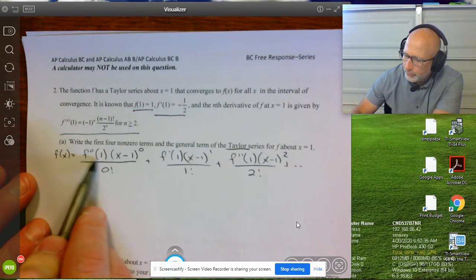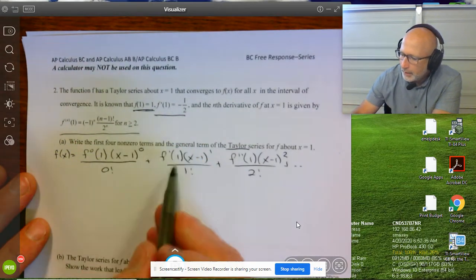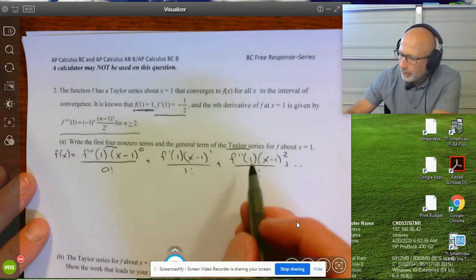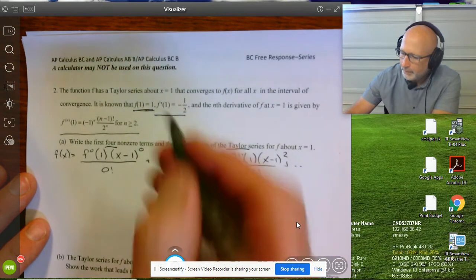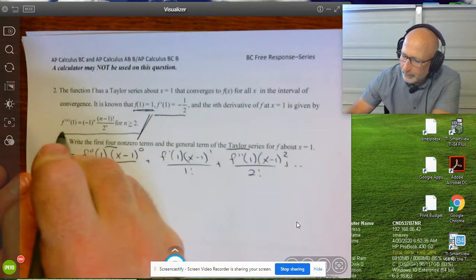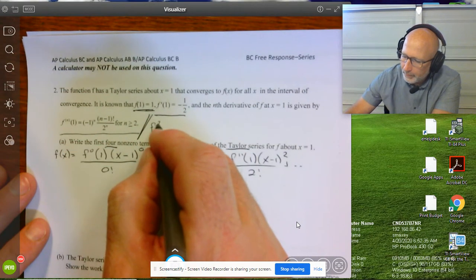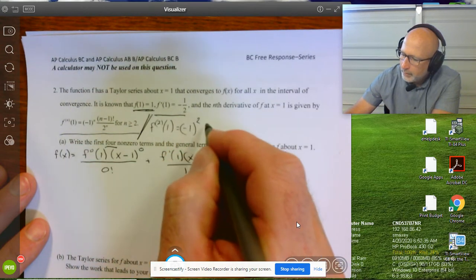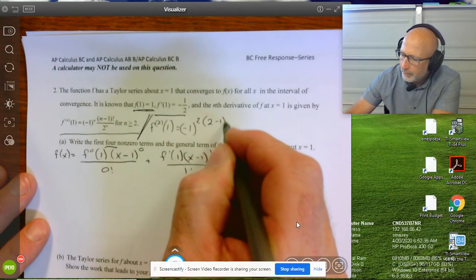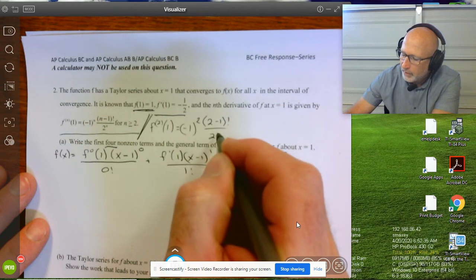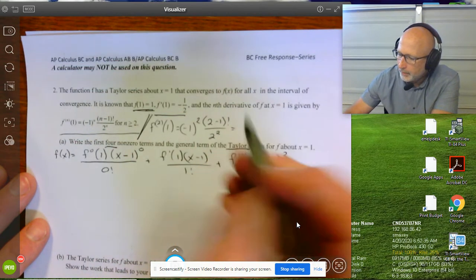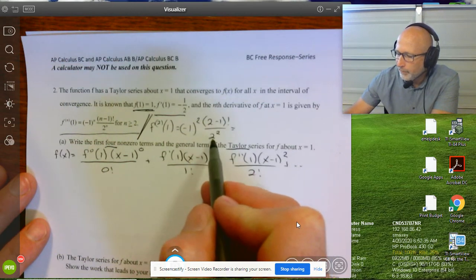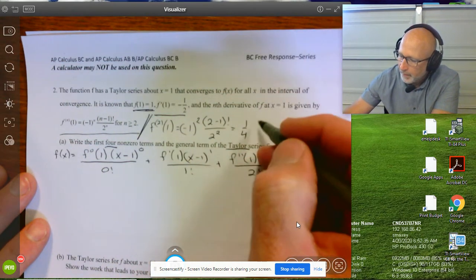So I need to know what the zeroth derivative is. I do, it's right there. I need to know what the first derivative is, it's right there. But I need to do the first 4 terms, so I need to do the second derivative and the third derivative. Okay, so the second derivative using this formula is f2 of 1 is equal to negative 1 squared times 2 minus 1 factorial all over 2 to the power of 2. So 2 minus 1 is 1, 1 factorial is 1, all over 4. So this is 1/4.